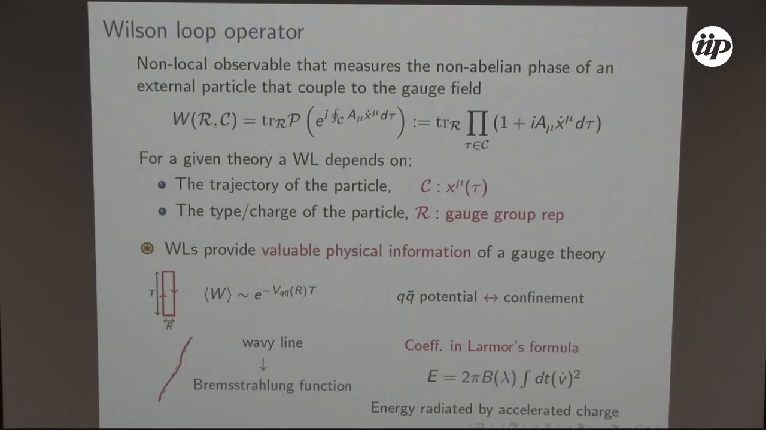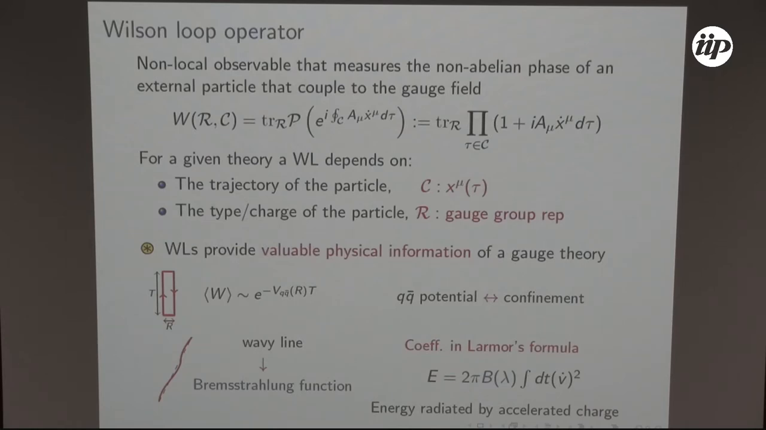Well, another thing that you can describe with Wilson loops is the Bremsstrahlung function. You can obtain the Bremsstrahlung function when you compute the expectation value of a Wilson loop on a wavy line. A wavy line is just a trajectory which is slightly deviating from the straight line. And out of this, what it gives you is the coefficient that goes in front of the analog of the Larmor formula that measures the energy radiated by a charge that is accelerated.